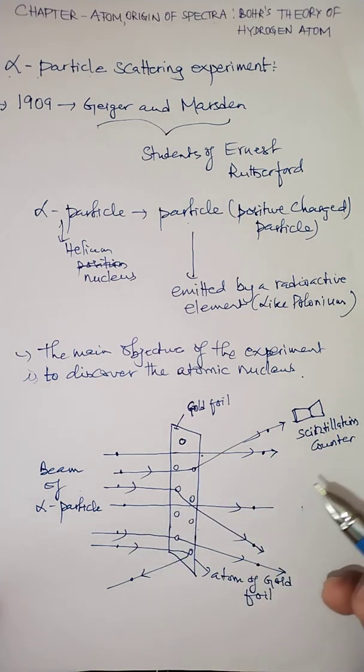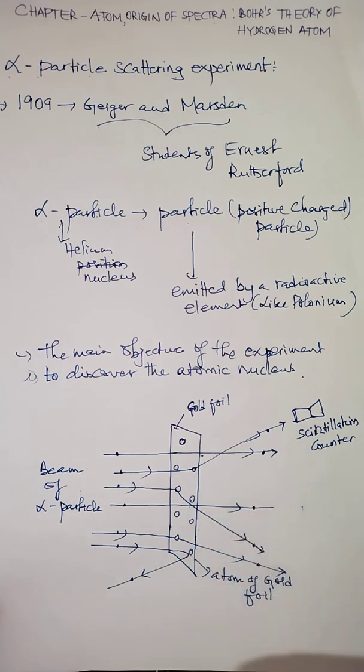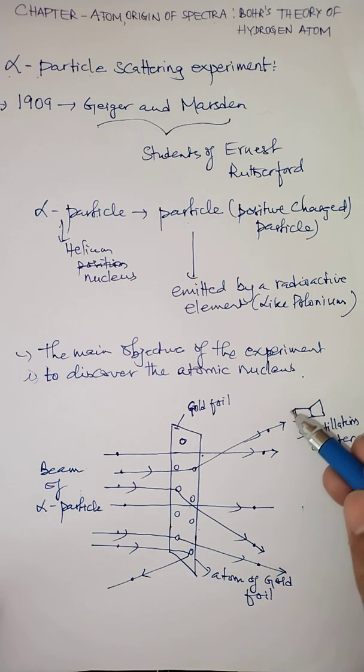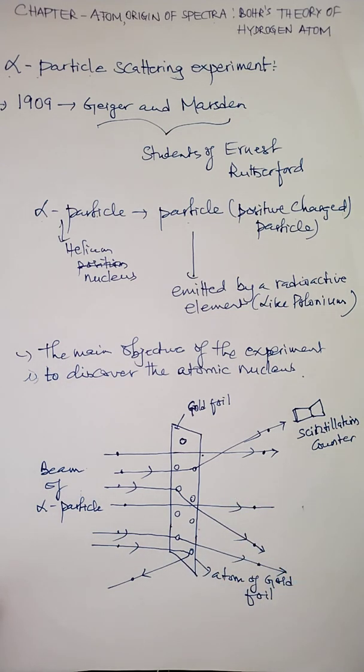be scattered in different directions and at different angles. With this observation, they counted how many alpha particles were scattered by what angle. In order to count, they used a detector called a scintillation counter. This is just like a microscopic device, or we also call it a detector, which can detect how many alpha particles were scattered by a certain angle.